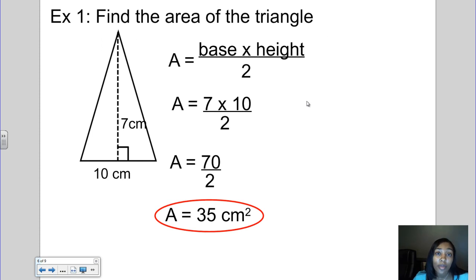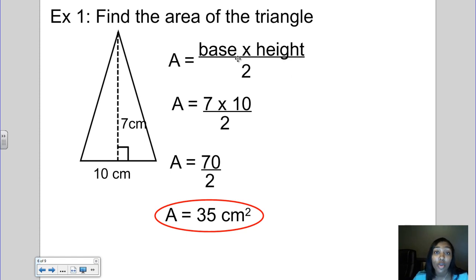So let's look at some examples. In this first example, we want to find the area of this triangle. The first thing we need to do is write down our formula. You want to start with the formula to remind yourself what the actual area formula is for a triangle. And remember, we're using the formula base times height divided by 2.